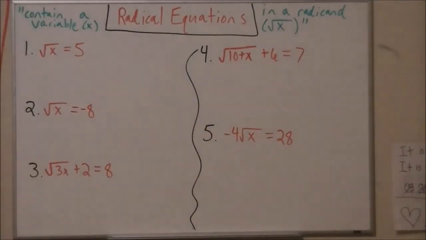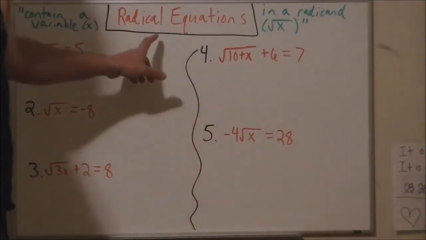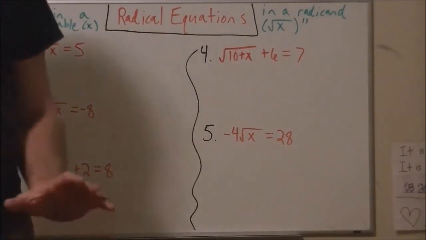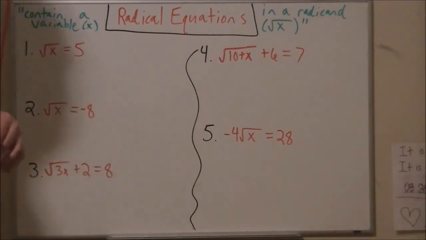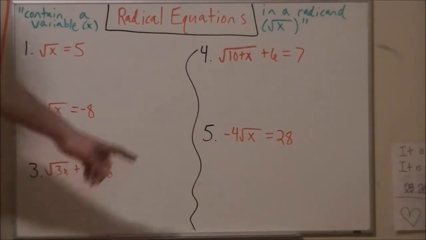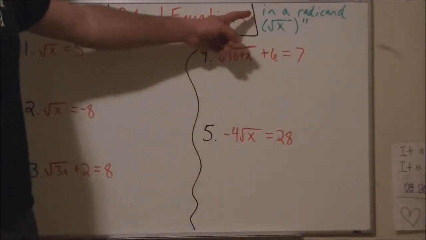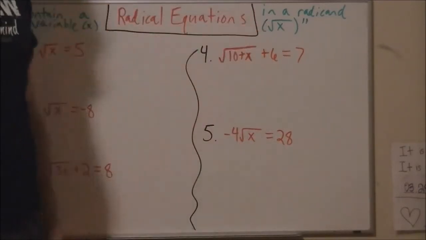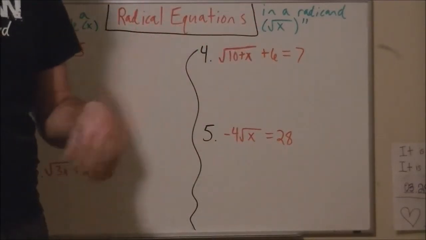As we are building on it today, we're going to be working on what are called radical equations. I first want to define, before we get to the numbers themselves, what exactly radical equations are. A radical equation contains a variable, which is a letter like x, and it has to be, this is important, in what's called a radicand.